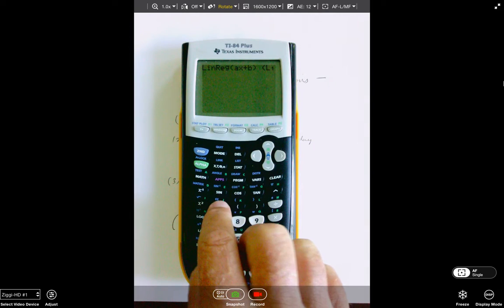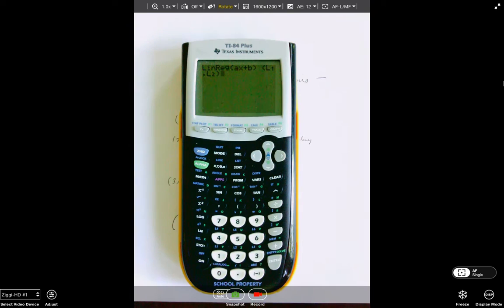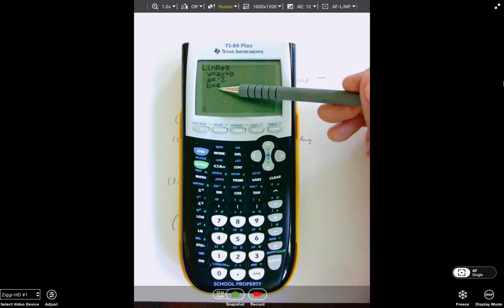Then I hit my comma, which is right above the 7. And then I hit my L2. And guys, what this will do is it'll find the equation of the line that passes through the 2 points. So if I hit enter, the equation of my line pertains to a -3 and a +4.